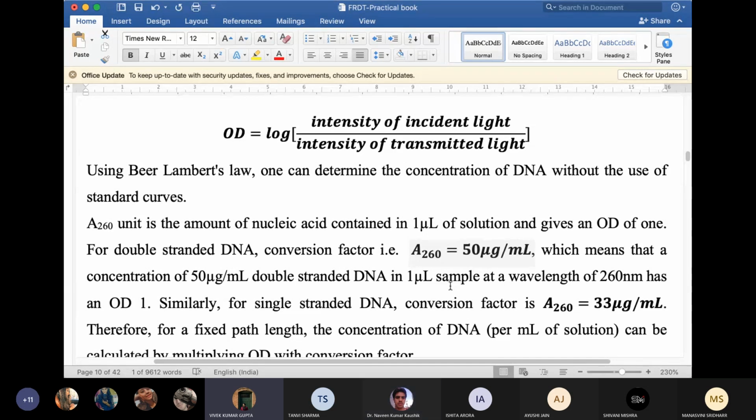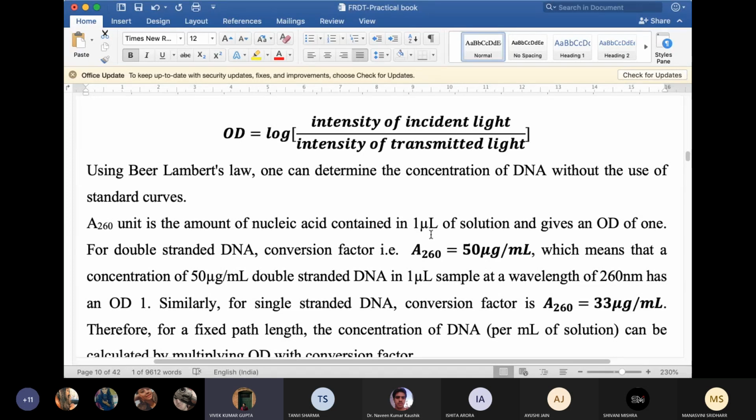An A260 unit is the amount of nucleic acid contained in one microliter. One microliter of solution gives an OD of one.